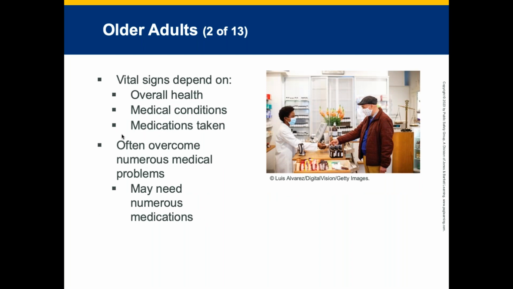Heart disease and cancer are the leading causes of death in ages 65 and older. So vital signs are very dependent as well. Overall health, medical conditions, medications taken. That's why it's so important to understand pharmacology. A lot of medications can mask a lot of signs and symptoms depending on what they're taking. Older adults as well often are able to overcome numerous medical conditions, or they may need multiple medications where they have that Sunday through Saturday pill box with 15 different pills based on time of the day, right? So there's a lot of different factors that play into this.